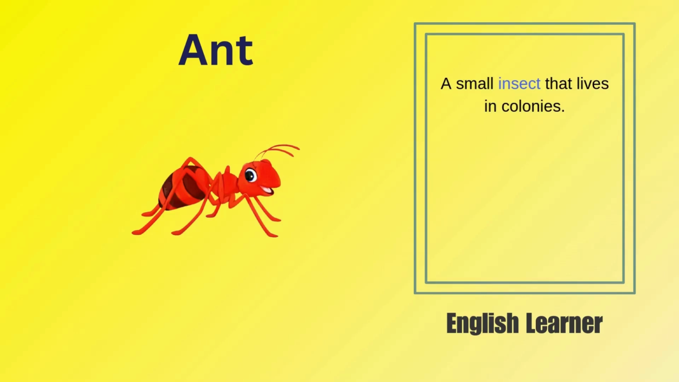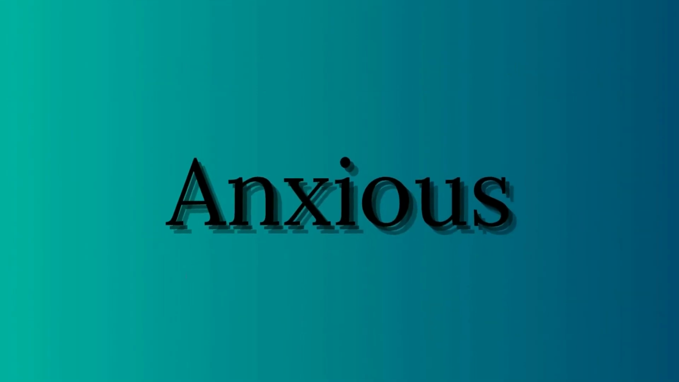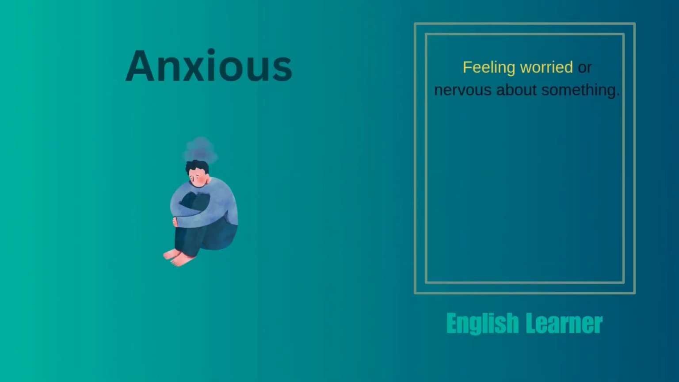Ant. A small insect that lives in colonies. Example. The ant carried a crumb back to its home. Anxiety. A feeling of worry or nervousness. Example. She felt anxiety before giving her speech in front of the class. Anxious. Feeling worried or nervous about something. Example. He was anxious about his upcoming exam.